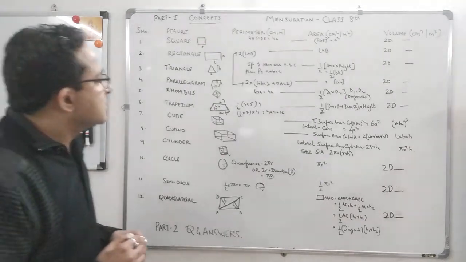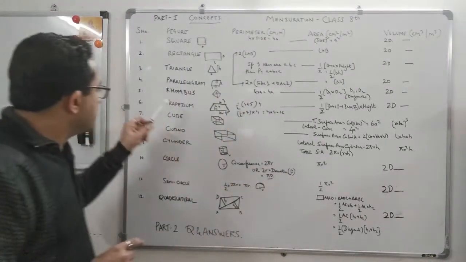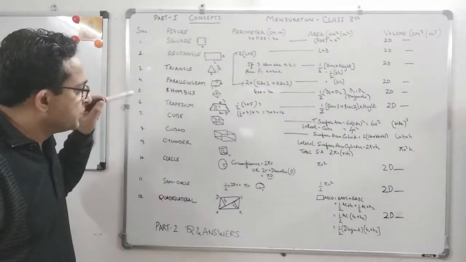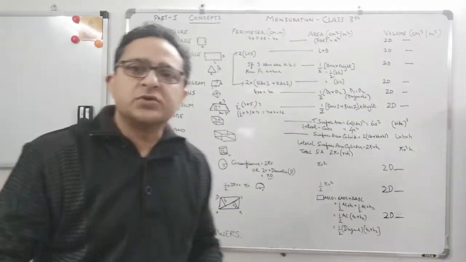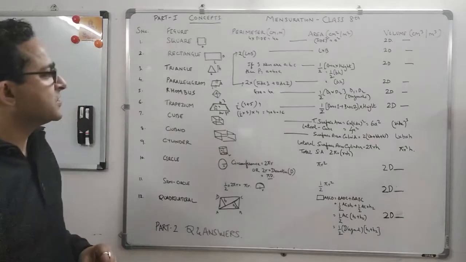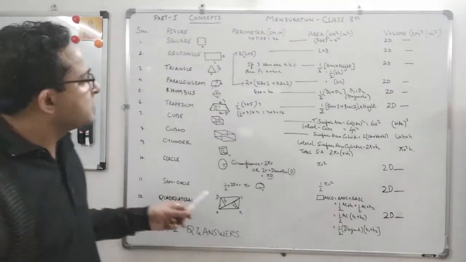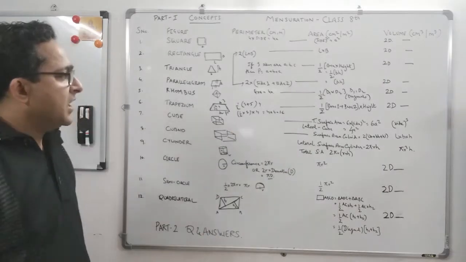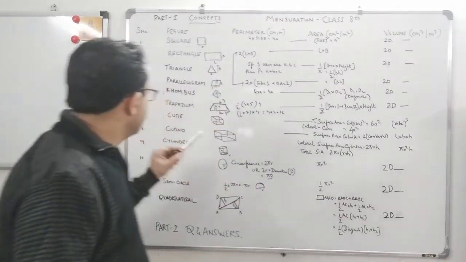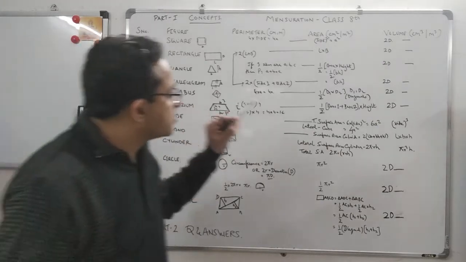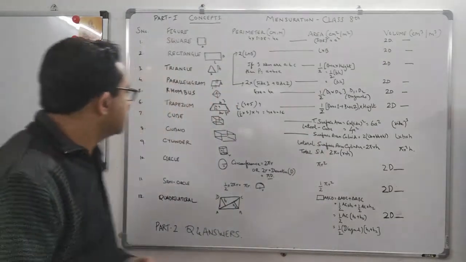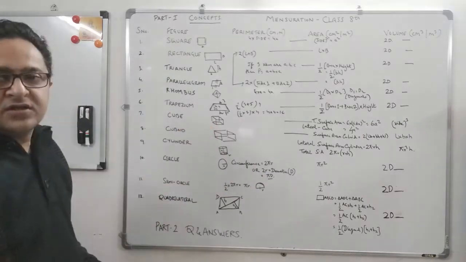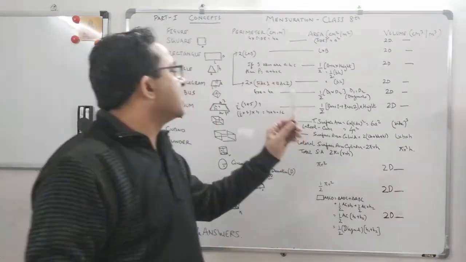For the cube, and also the cylinder, there are two things here: one is the total surface area and one is the lateral surface area. Here area and volume are important in these 3 figures, very important: cube, cuboid, and cylinder. Remember, total surface area is 6a square. 6 sides, 6 faces, where a is the side, so 6a square is the total surface area.